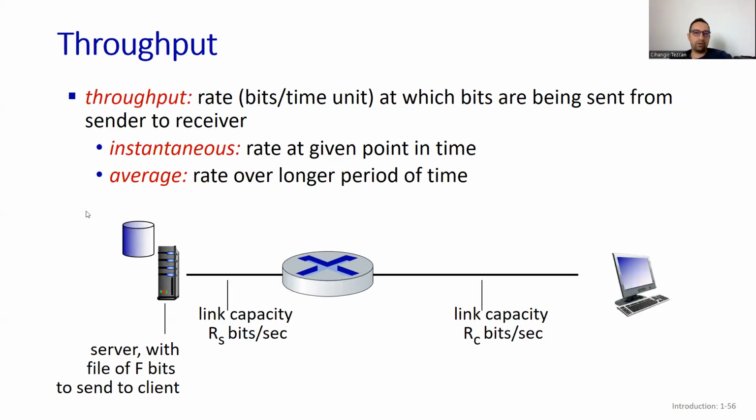So let's talk about throughput, because we are talking about performance. Throughput is the rate, in bits per time unit, at which bits are being sent from sender to receiver. Instantaneous is the rate at a given point in time; average is the rate over a longer period of time. So this is what we do when we are measuring our internet speeds and so on. Here's an example. Here's a server with a file of F bits to send to a client. There's a link from server to router with capacity RS bits per second. From this router to your host, link capacity is RC bits per second. So the question is, how long will it take for this file to reach here? What will be your transmission rate, your throughput?